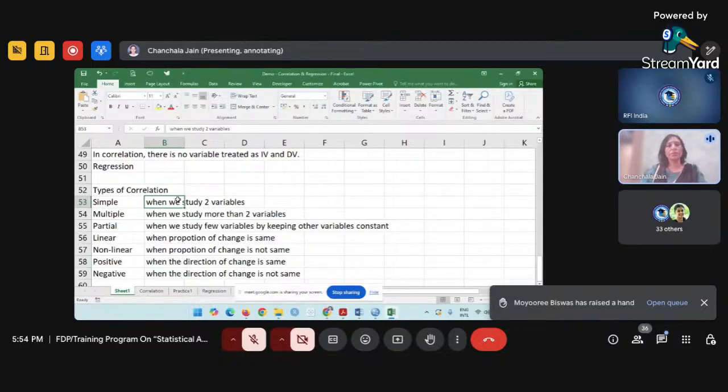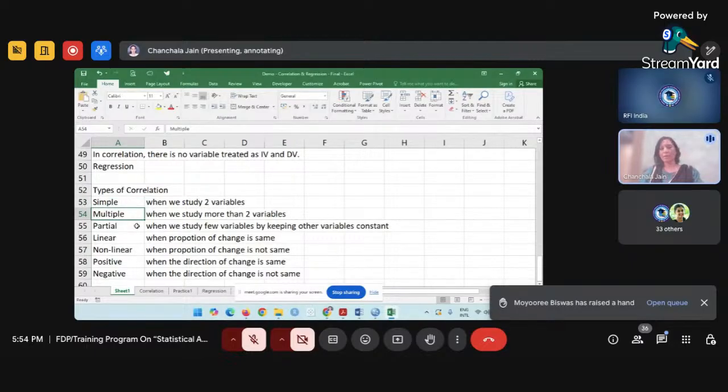So suppose I am studying the relationship between the student marks and, for example, the number of hours he or she studied, it is a simple correlation, right? When I'm considering more than two variables, suppose the student's marks, number of hours he studied maybe at home, number of hours he studied maybe in school, and likewise. So that is a multiple correlation.